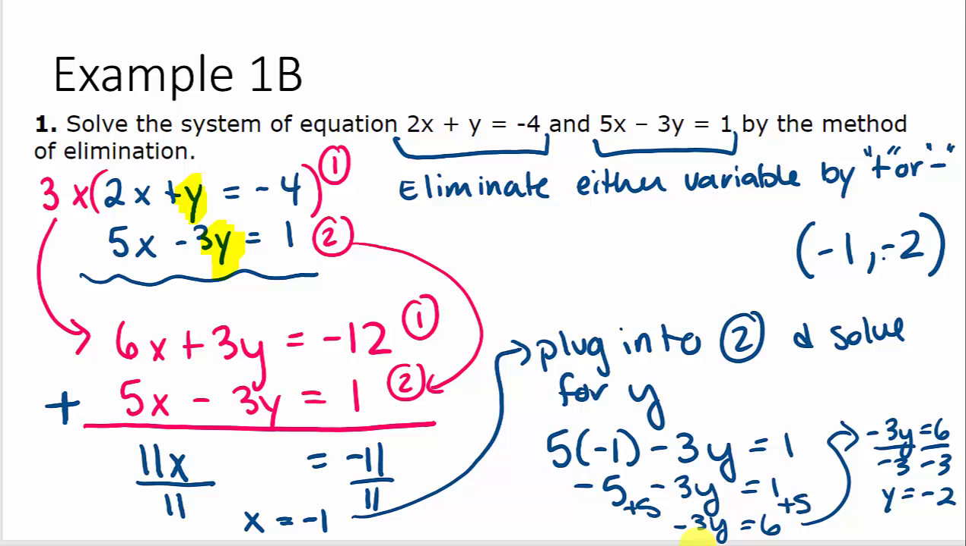So let's recap. We are doing elimination. That means our coefficients need to be the same. If they're not, I can take either equation or both of them and multiply them by a number in order to get those coefficients the same. Then I add or subtract, and I eliminate one of the variables, take the remaining variable and plug it into one of the equations to find the leftover variable.